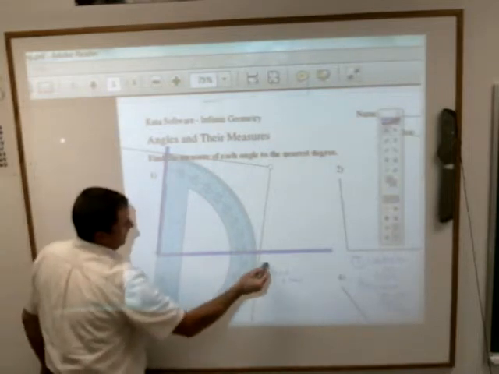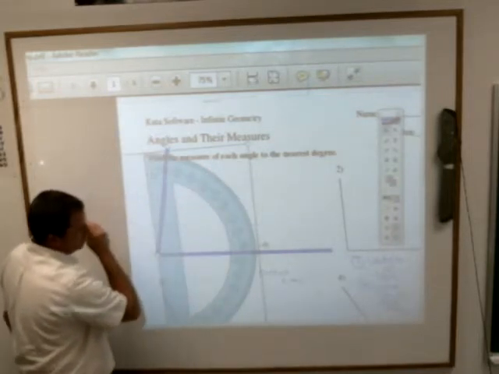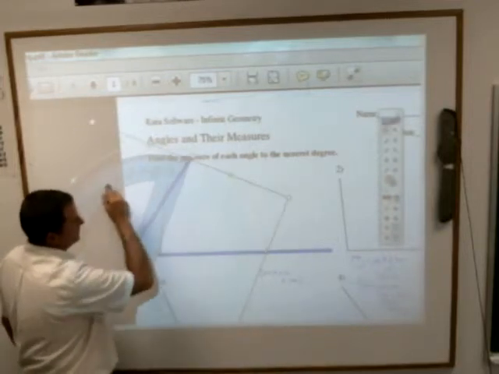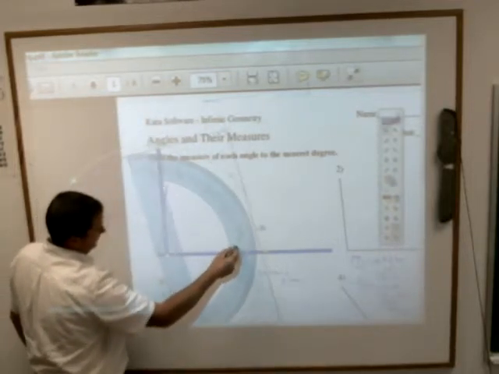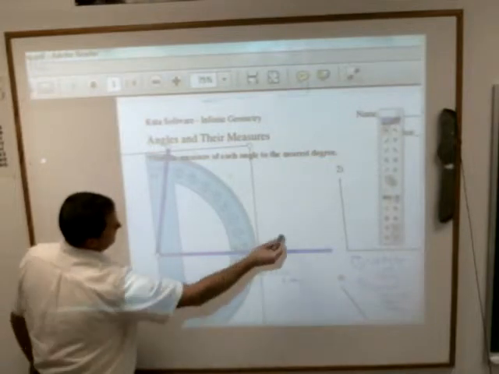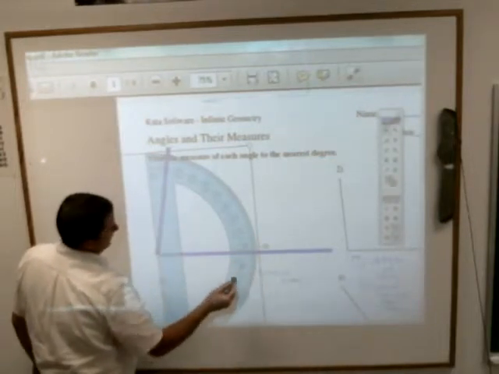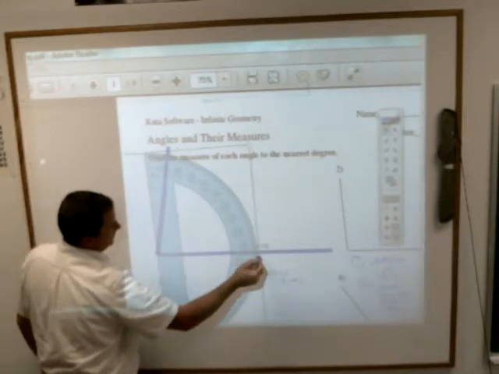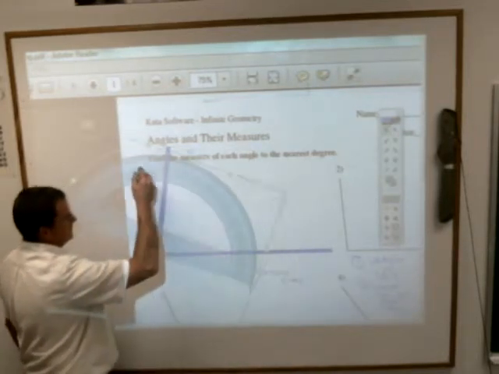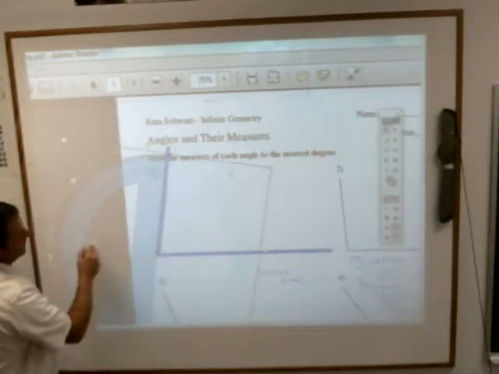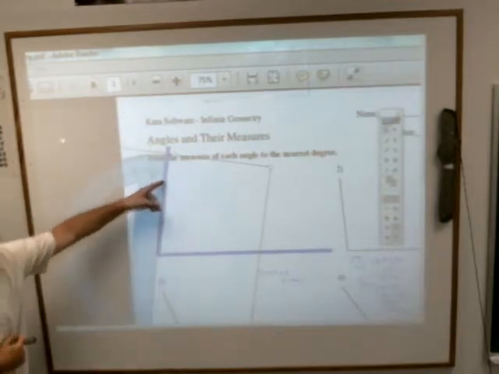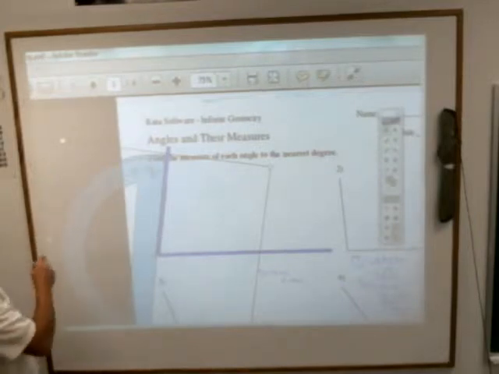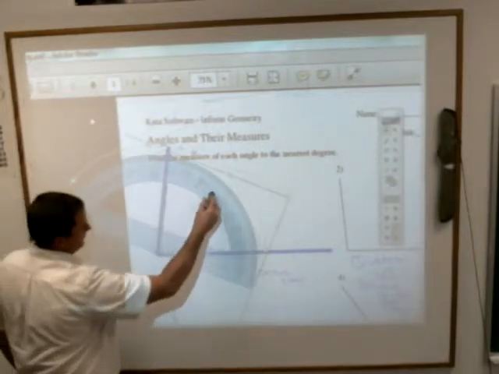I could not do this. This would not work. I could not spin this all the way around. I can't put my protractor on there, even though the vertex is there and the line's there, because the line doesn't go through the protractor. So you've got to use a little common sense.